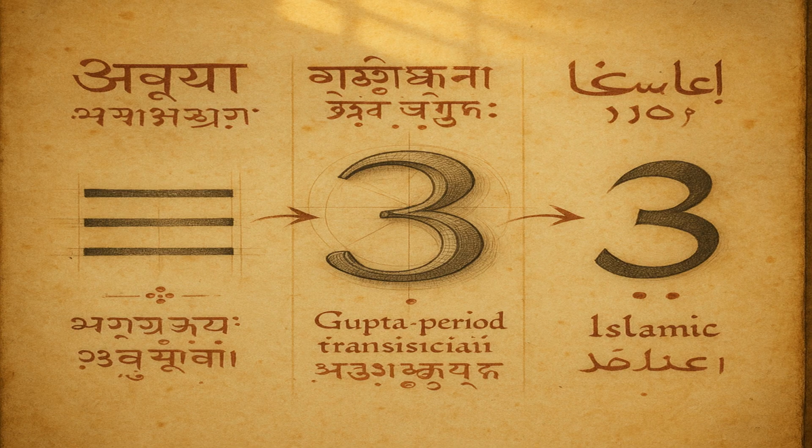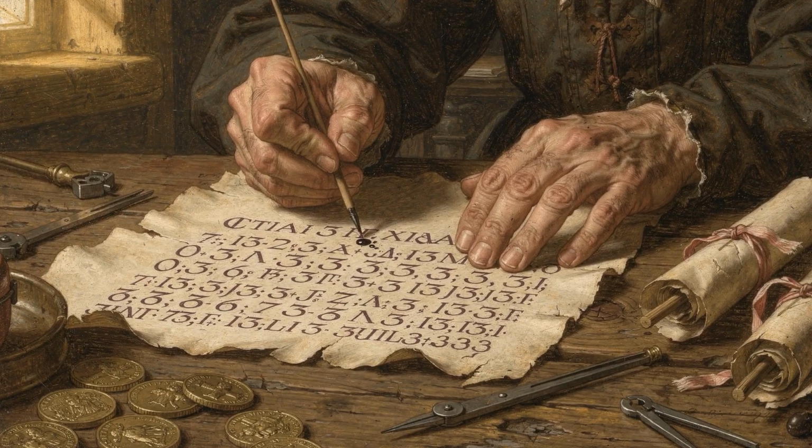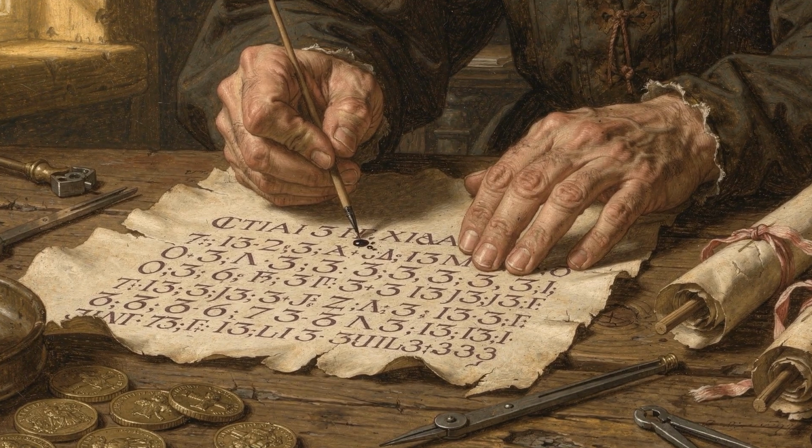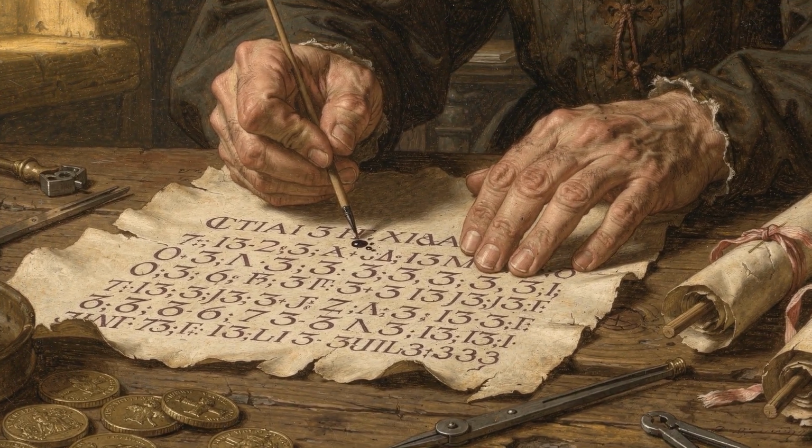The Gupta mathematicians of 4th century India began connecting these lines, creating a flowing curve that would eventually become our modern 3. When Islamic scholars like al-Khwarizmi encountered this symbol in the 9th century, they refined it further, adding the distinctive curves that made rapid calculation possible. The symbol had to be quick to write. Merchants and mathematicians were doing calculations by hand, and every stroke mattered.